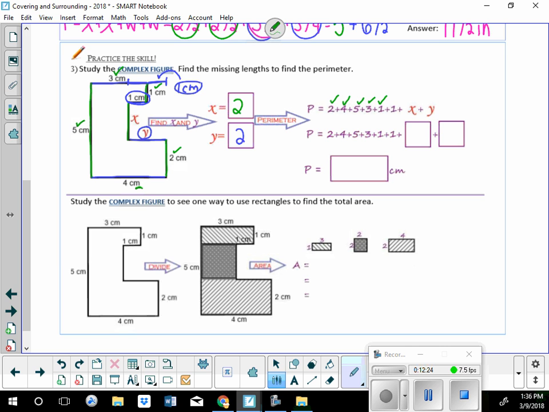x, which we knew was 2, and then y, which we also found was 2. Okay, add all those together. 2 plus 4 is 6, plus 5 is 11, plus 3 is 14, plus 1, 15, plus another 1, 16, plus 2, 18, plus 2, 20. So we have 20 centimeters. And because it's perimeter, we're going to leave it at 20 centimeters.